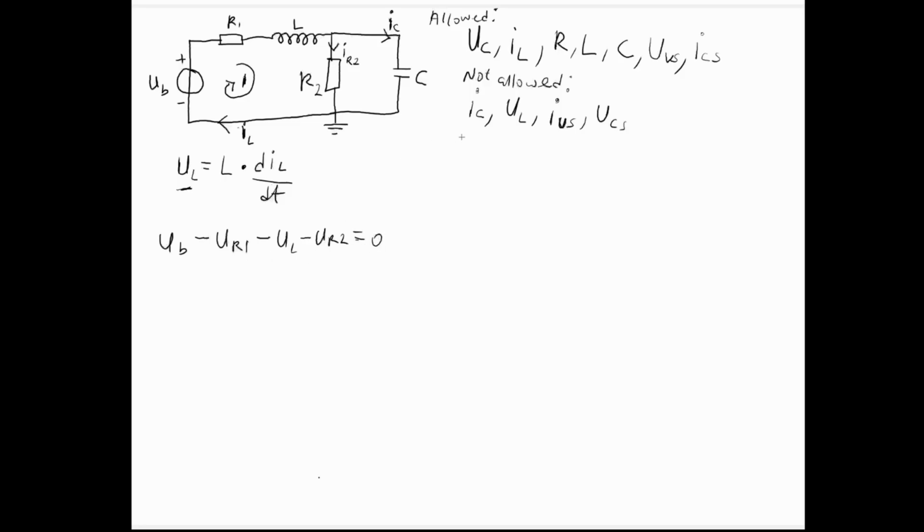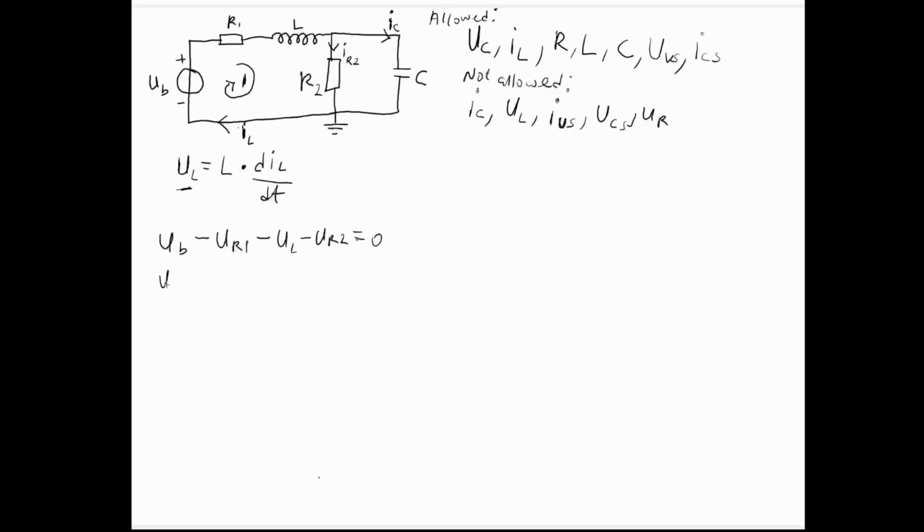I forgot to add to the list of what is not allowed. Other forms of voltages of the elements, like voltage drops of various elements, like UR1 and UR2, are not allowed. So we have to find a way to eliminate these. If you look carefully, we can use Ohm's law, because they are resistors, right? We can use Ohm's law to do substitution or elimination.